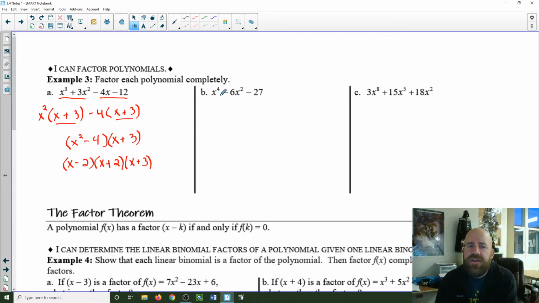Next one. So we have 3 terms. It's a 4th power polynomial, but we can treat it just kind of like a quadratic because the middle term is half of the first term power-wise. So x to the 4th, x squared. So what we're going to do is treat it like a quadratic thinking-wise because we know that x squared times x squared is x to the 4th. And now we're just thinking of factors of negative 27 that add to negative 6. So we have negative 9 and a positive 3.